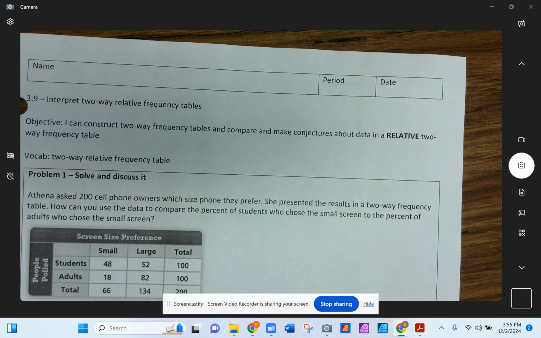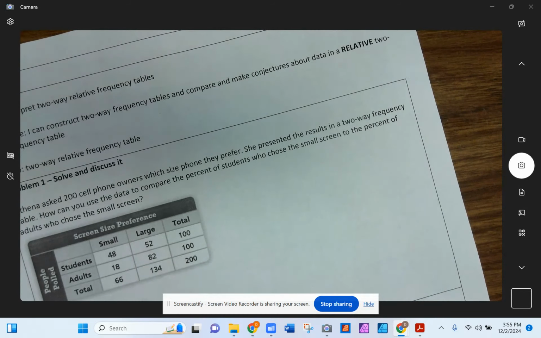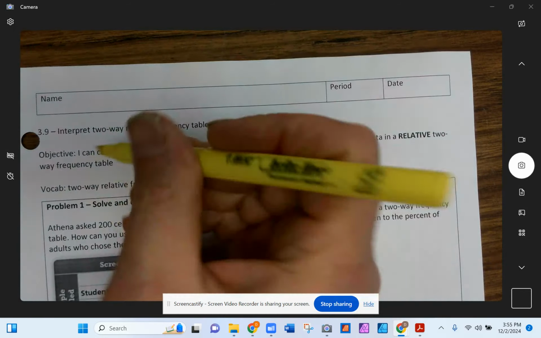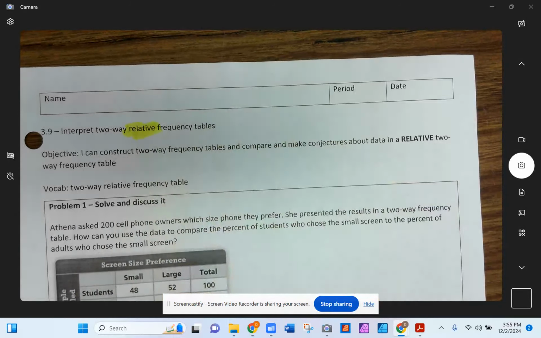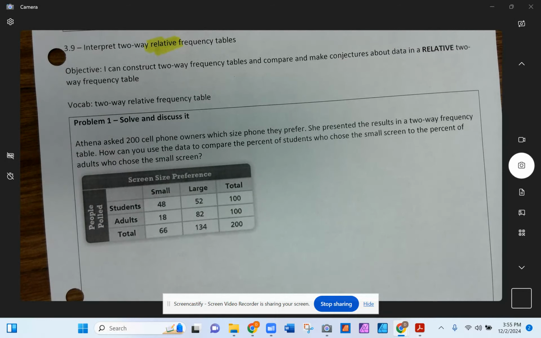Okay, folks, we're talking about two-way relative frequency tables. So slightly different than, I suppose, regular frequency tables. Relative just means that we talk about them as percentages. So in this first one right here, Athena asked 200 cell phone users which size phone they prefer.